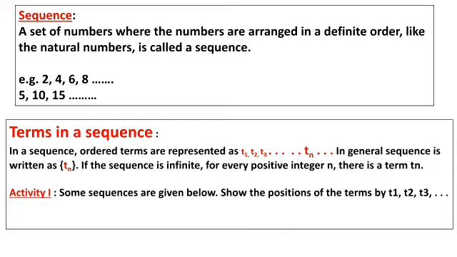Let's do one activity. Some sequences are given below. So here 9, 15, 21, 27. In this, 9 is term 1, term 2 is 15, term 3 is 21, and term 4 is 27. Okay, in this way we write the terms.